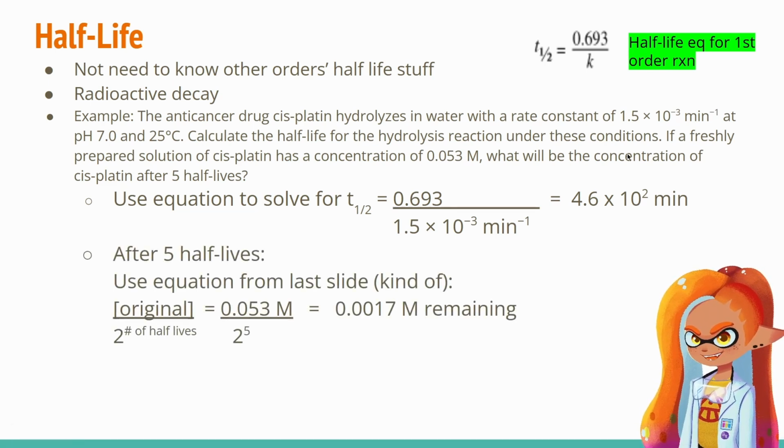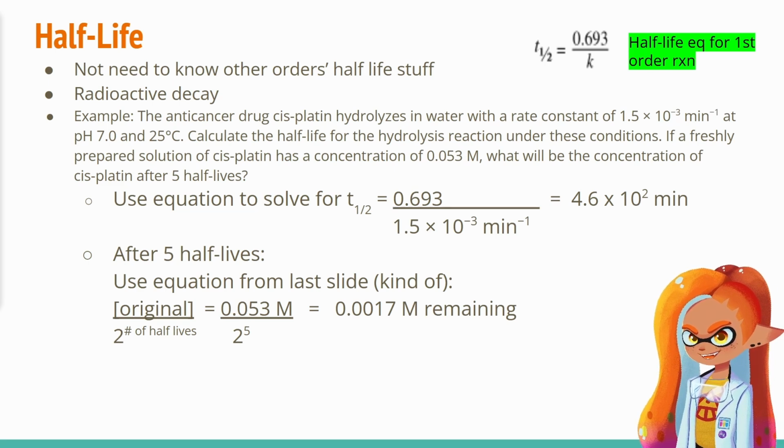Now it says how much do you have after 5 half-lives? Take the equation from the last slide, except instead of 100%, you put the initial concentration, whatever originally you had. And so originally we had 0.053 molar of that substance here. And so then you do 2 to the 5, so you have 5 half-lives, and then that's how much is left of the parent, aka this thing. So that is how you calculate. Not too shabby, not too shabby.